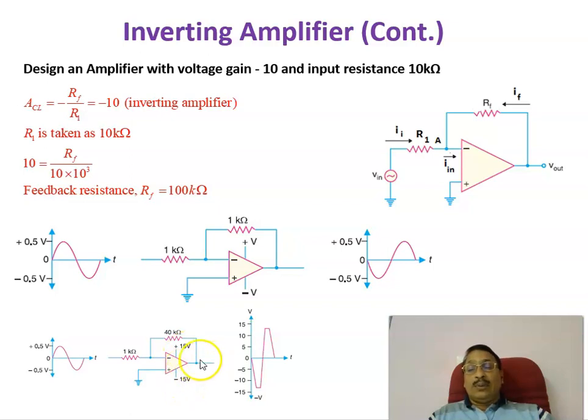If you want an output voltage more than the bias voltage, you should be careful in the case of an op-amp amplifier. It is an inverting amplifier.